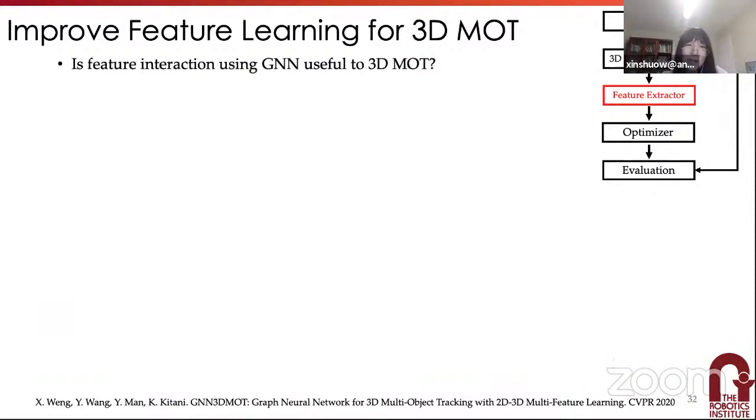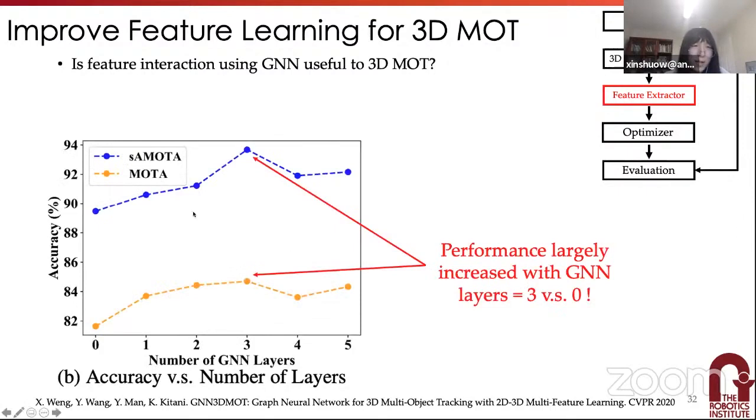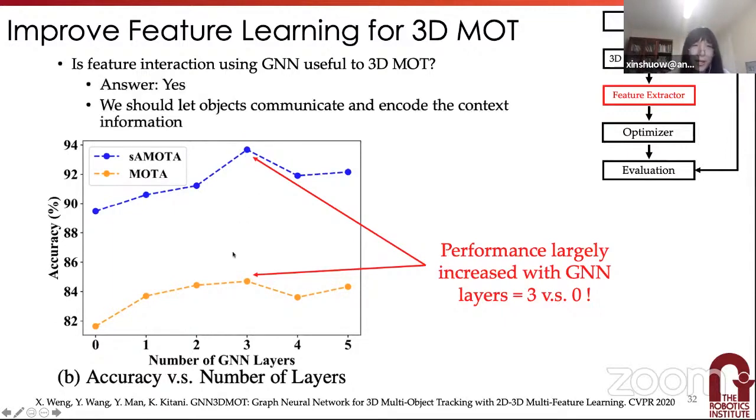Then another question is, is the feature interaction using the GNN useful to improve the 3D MOT performance? Again, we conduct this ablation study here, where we evaluate our performance by running a different number of GNN layers. Here, when we use 0 GNN layers, that means we don't do the feature interaction at all, which can be compared to our network with 3 layers of GNN for interaction, and we observed a significant improvement, about 4 points on both metrics actually. So that is good also. And we think objects should communicate with each other so that context information can be encoded to improve the performance.